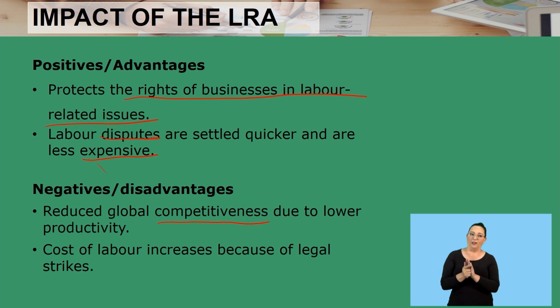So with the Labor Relations Act, it allows employees to go on protected strikes, as long as they inform the employer that they're going to go on a strike, so they are allowed to go on a strike. So the cost of labor increases because of legal strikes. When the employees are off on a strike, who's going to be working? No one. So productivity decreases. So the cost of labor increases.